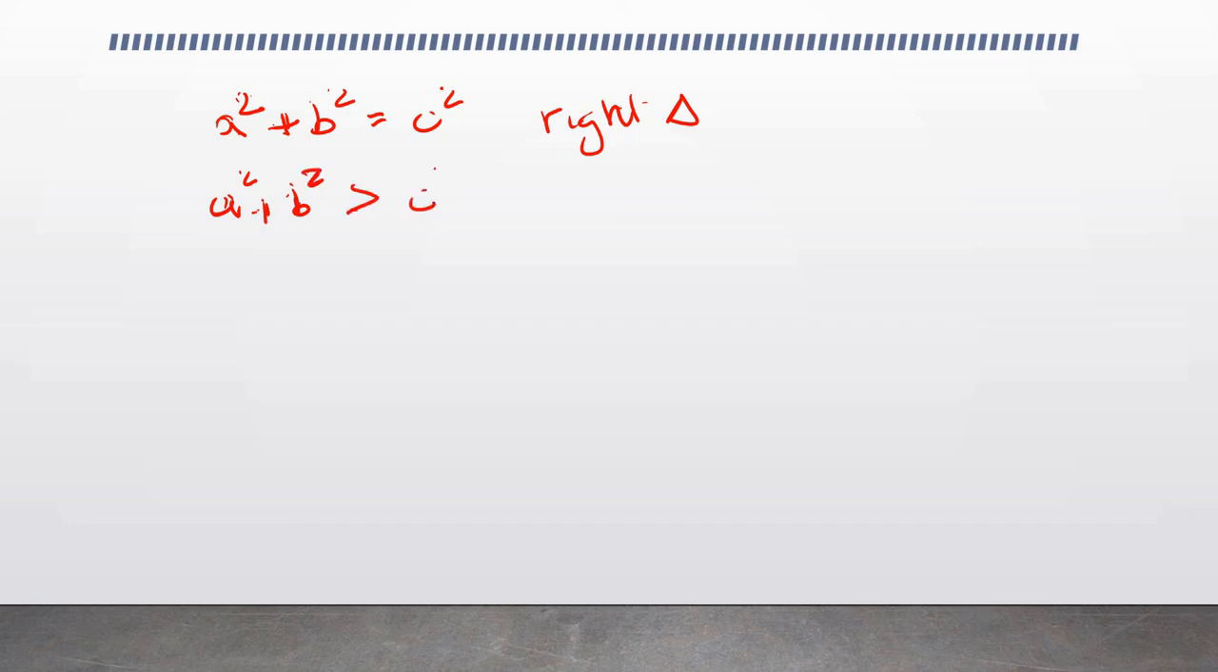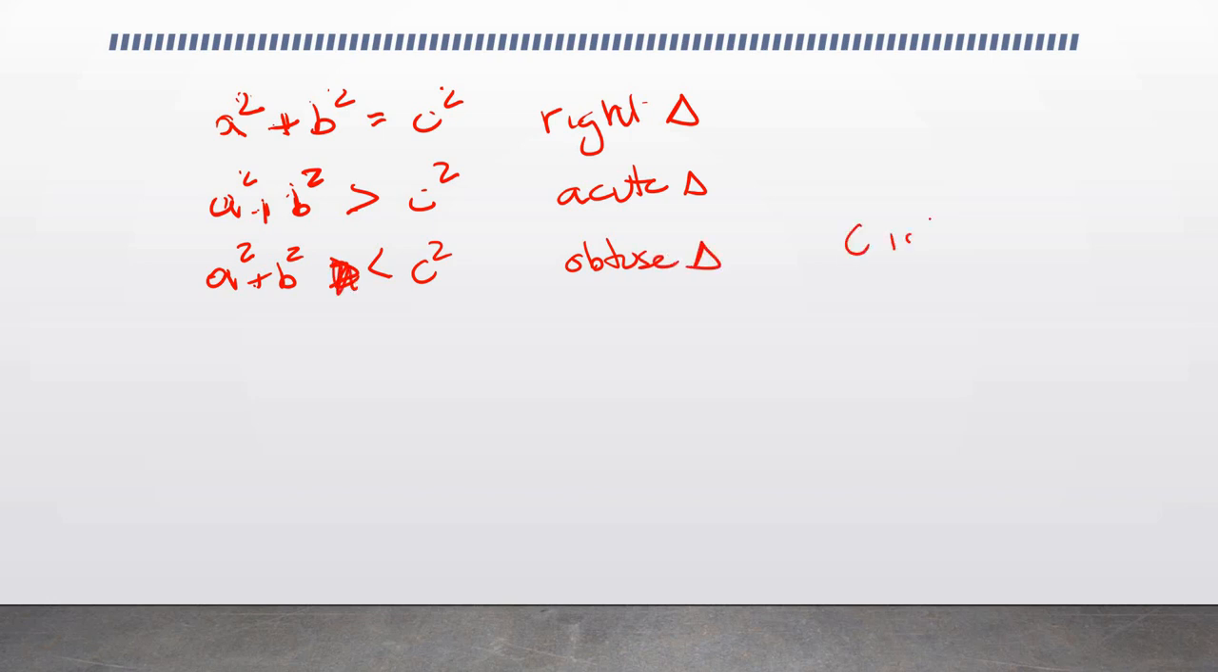So we have three situations. If a squared plus b squared equals c squared, we have a right triangle. If a squared plus b squared is greater than c squared, we have an acute triangle. And if a squared plus b squared is less than c squared, then we have an obtuse triangle. Okay, where c is the longest side of the triangle.